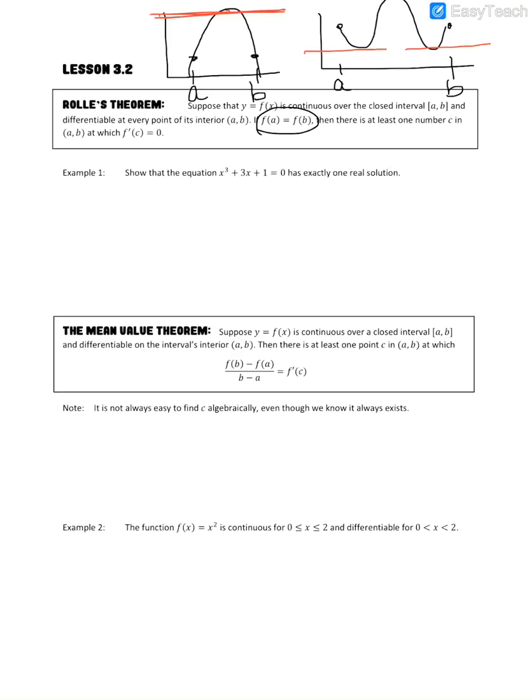Now let's look at an example of how you might use that. It says, show that the equation x cubed plus 3x plus 1 equals 0 has exactly one solution. The first thing we're going to do is prove it actually has a solution. We're going to do that by the intermediate value theorem. Hopefully you remember that.